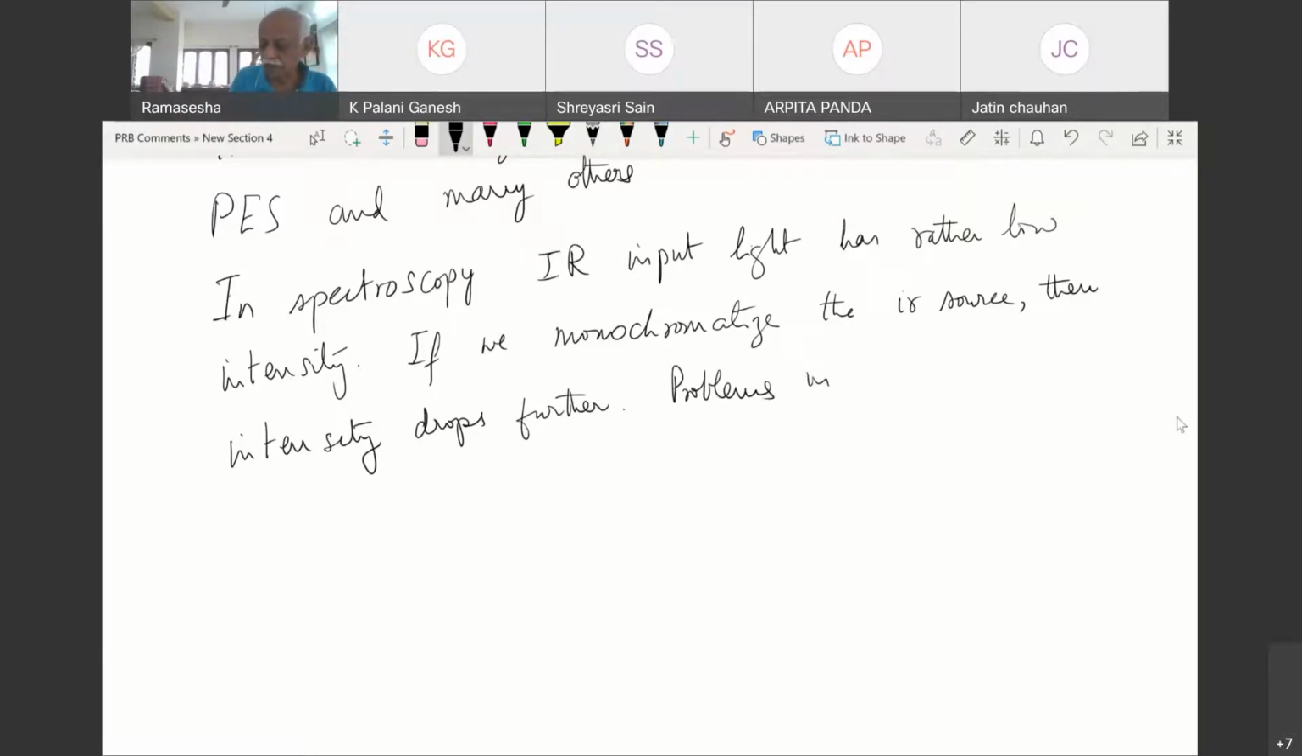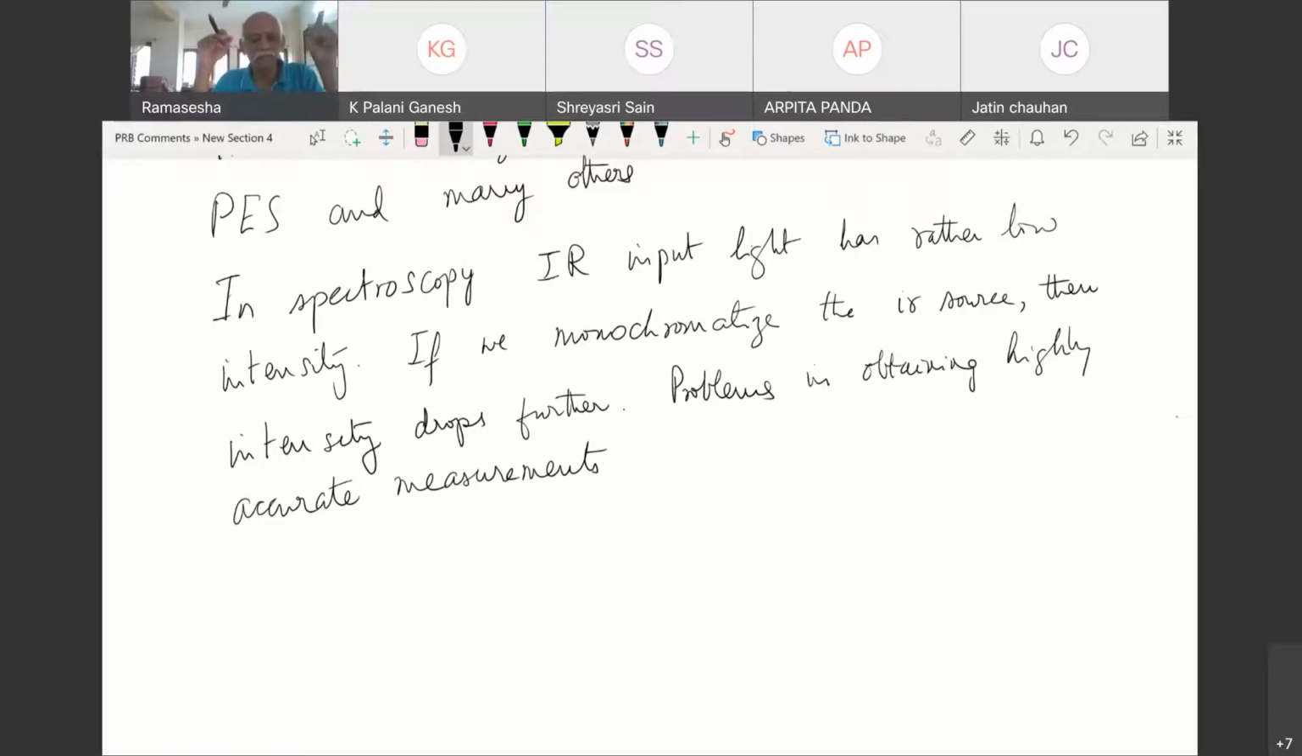So this has problems in obtaining sensitivity. It's like this: in 10 rupees, 50 rupees, the total amount comes down for every frequency or every wavelength. The intensity is one of the problems.